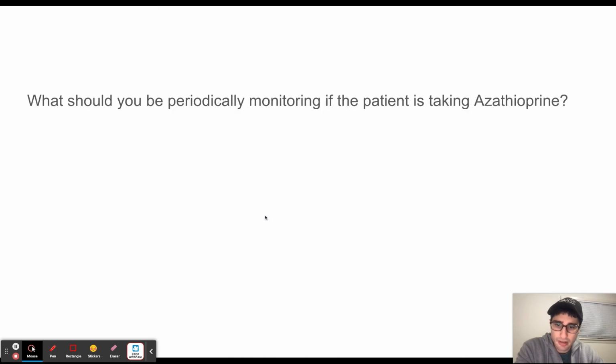And so in the next slide, I have this question: what should you be periodically monitoring if the patient is taking azathioprine? And the answer is going to be CBC, because we want to make sure that the patient does not have pancytopenia from taking this medication. And so we want to look at their white blood cell levels, red blood cell levels, as well as their platelets to make sure that they don't have pancytopenia.